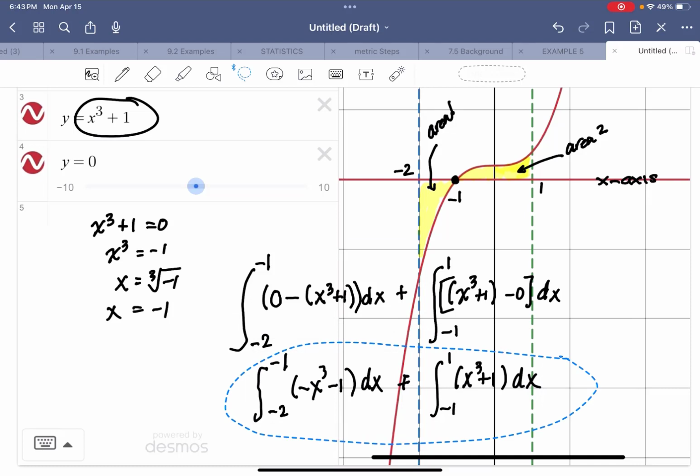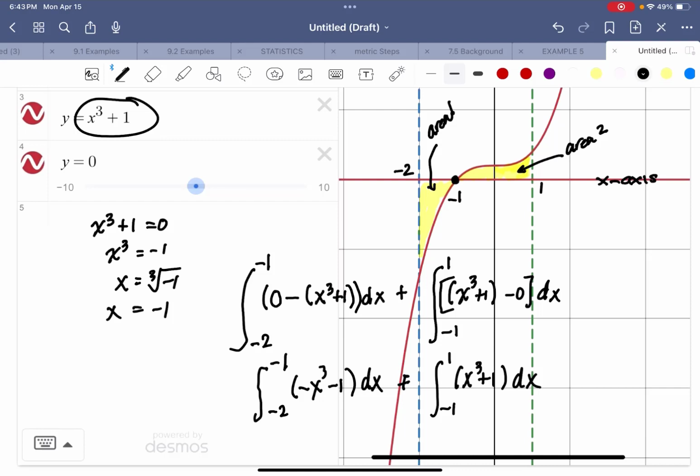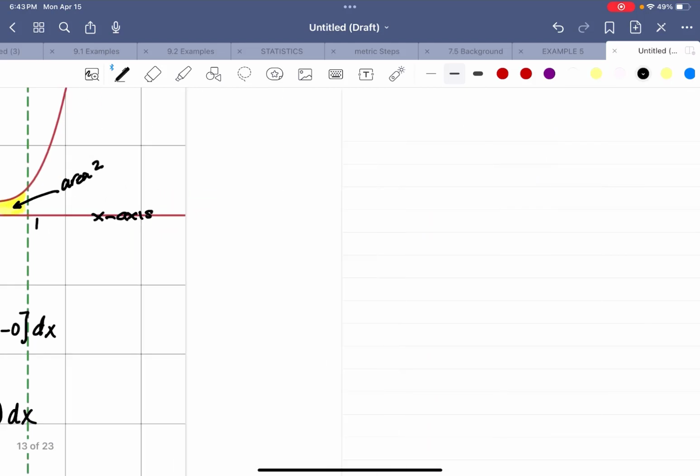So again, we have to look for this point right here. That's where the two functions are equal to each other. One being the x-axis, which is y equals 0, and the other being this cubic curve. Okay, and you'll notice that they change places. The x-axis is above the cubic curve between -2 and -1, but between -1 and 1, the cubic curve is above the x-axis. So you've got to be careful about that.